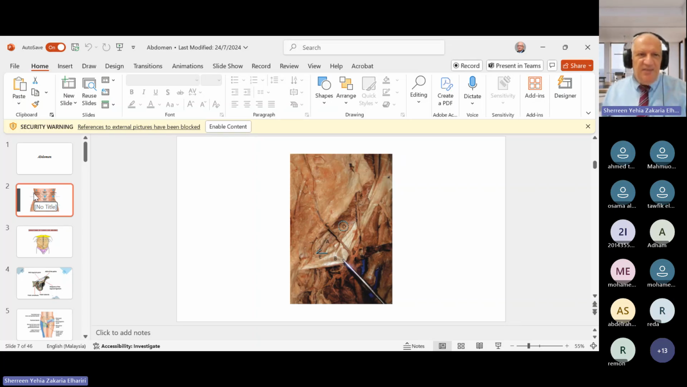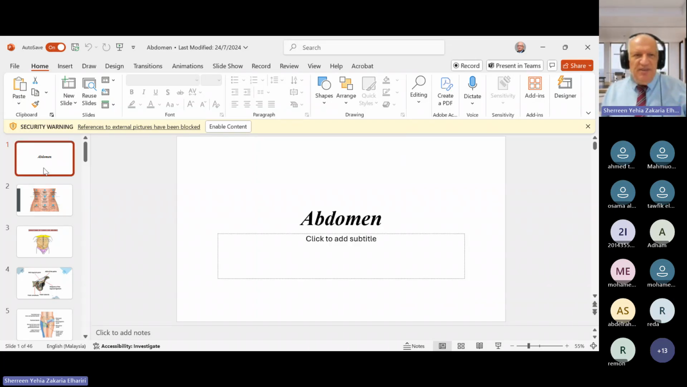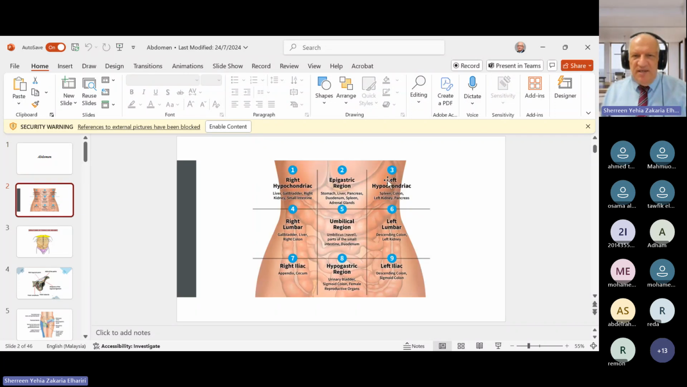I start in a simple way in the abdomen. After that, I will show you what happened in the exam. Of course, you know the abdomen has nine areas: right and left hypochondrium, right and left iliac, right and left lumbar, and epigastric, umbilical, and hypogastric. It's just mid-clavicular, and this is L1, this is L3.